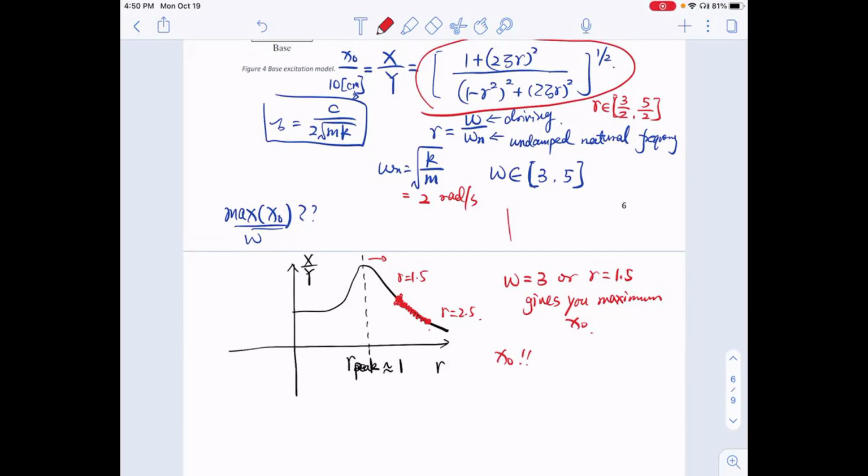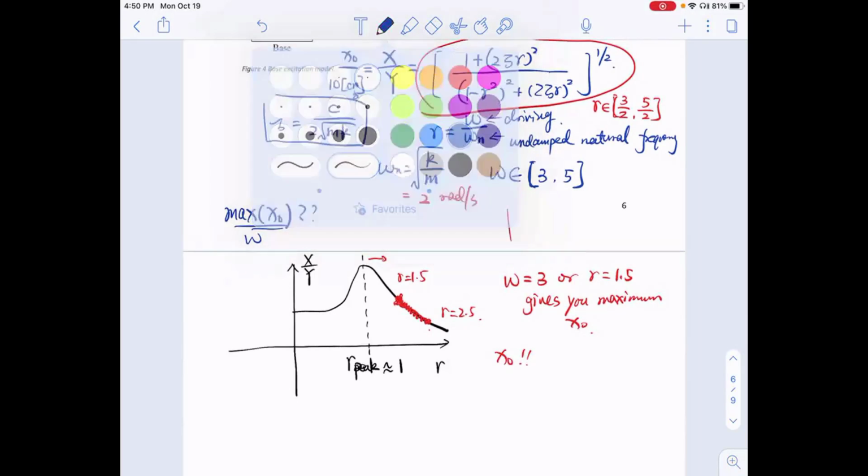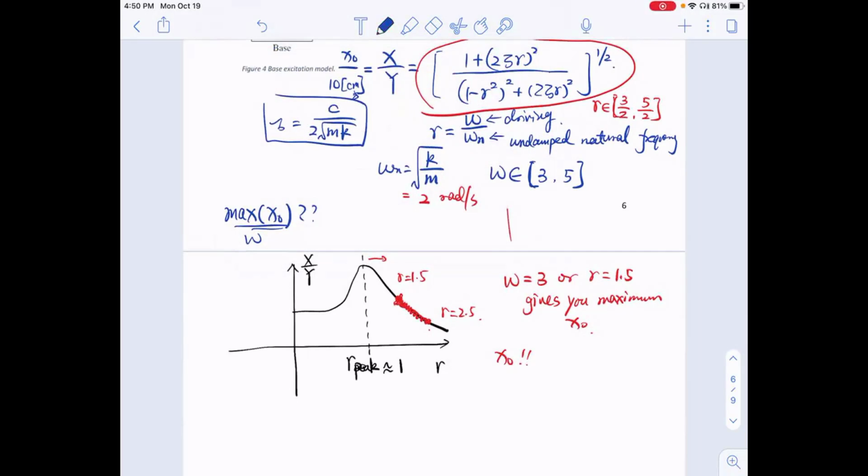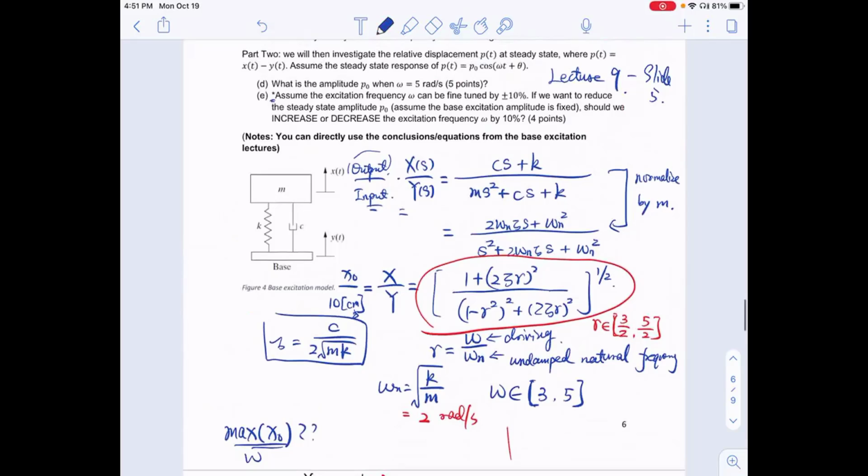Any questions for part C? I think the challenging part is figuring out which Bode plot to use. All right, if you have no questions, or if you do have questions, you can also ask me after class. And then let's go to part D and part E.